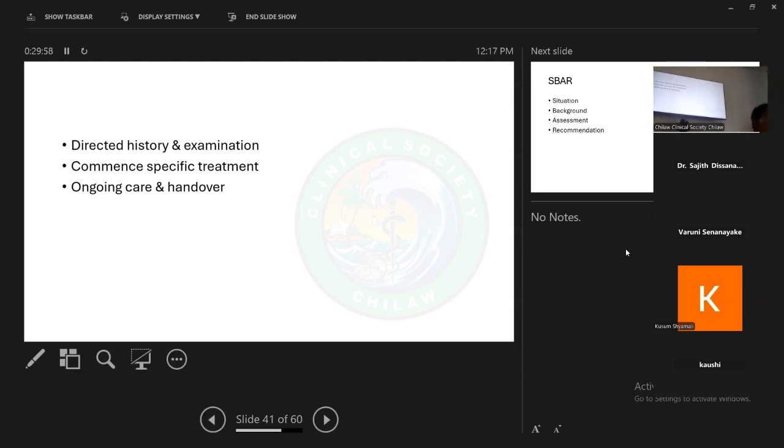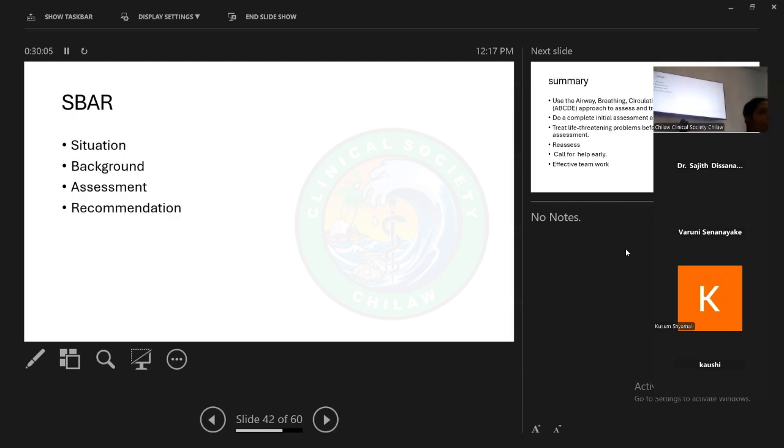And ongoing care and handover. I want to highlight this handover part because I find it a bit deficient in all units, including my own unit. So the standard of handing over is SBAR. We call it the mnemonic SBAR. So we give the situation, background, assessment, and recommendation.